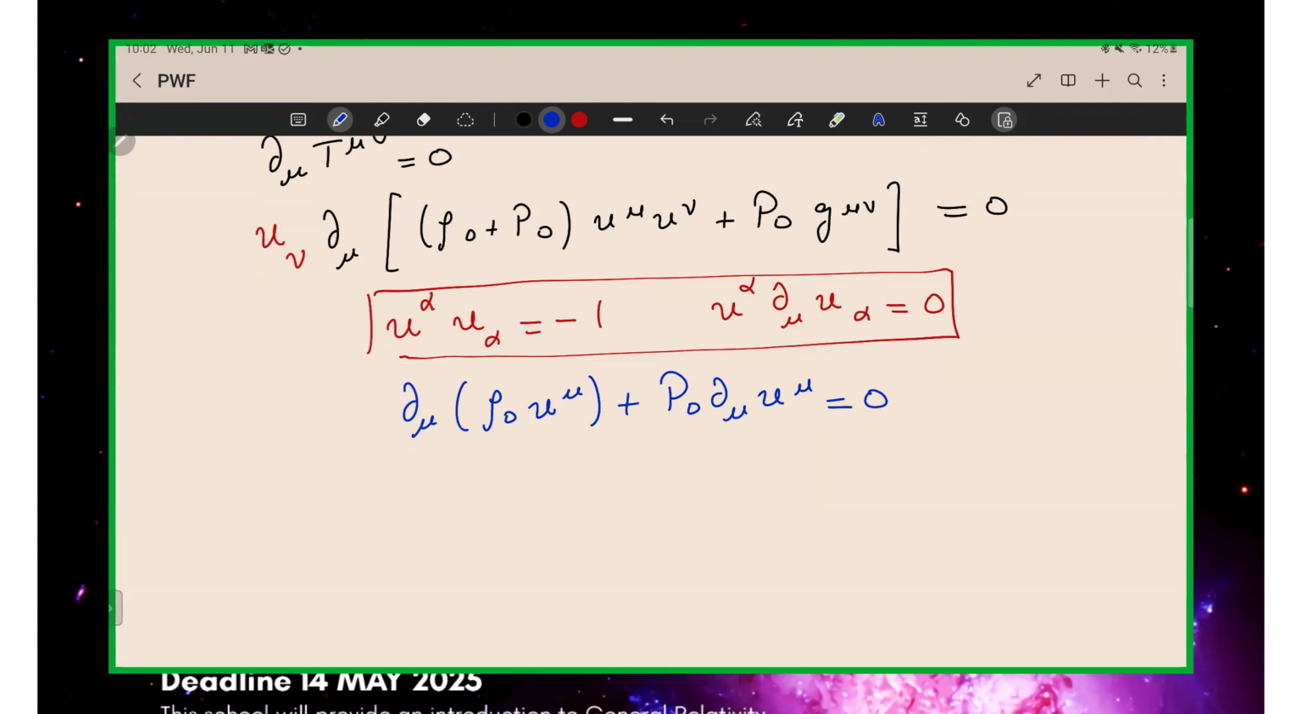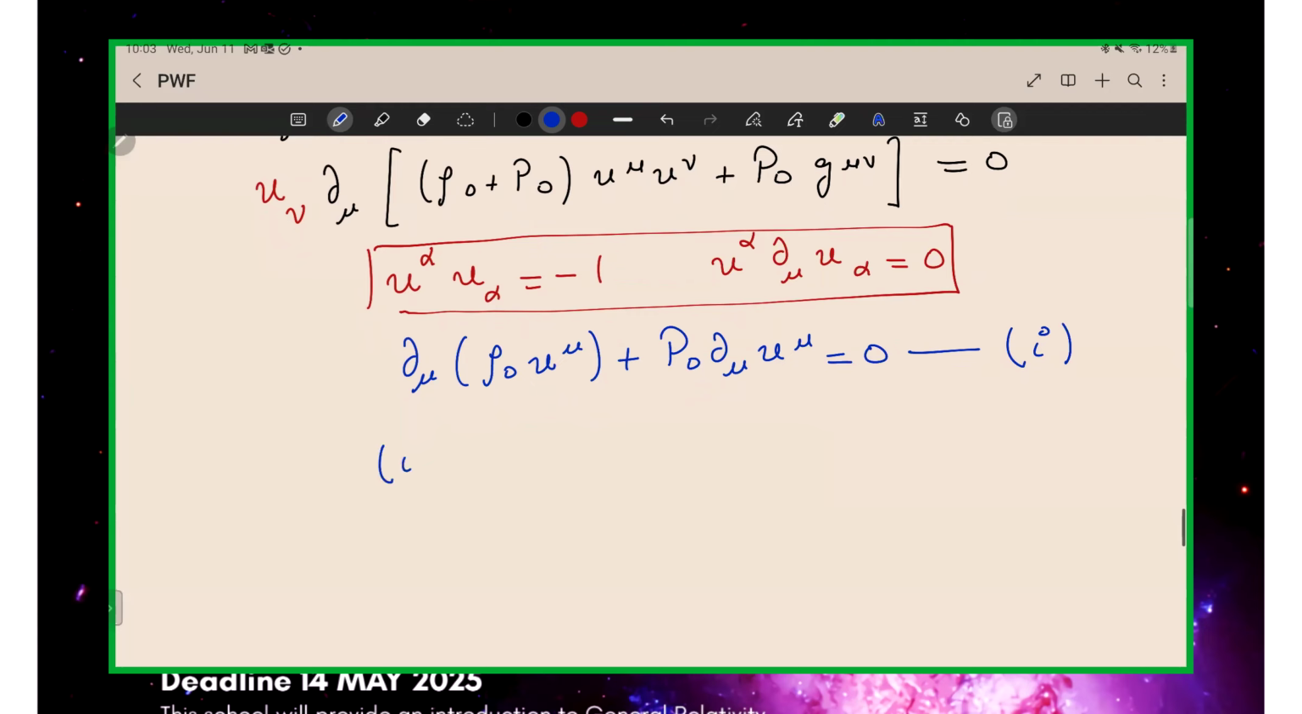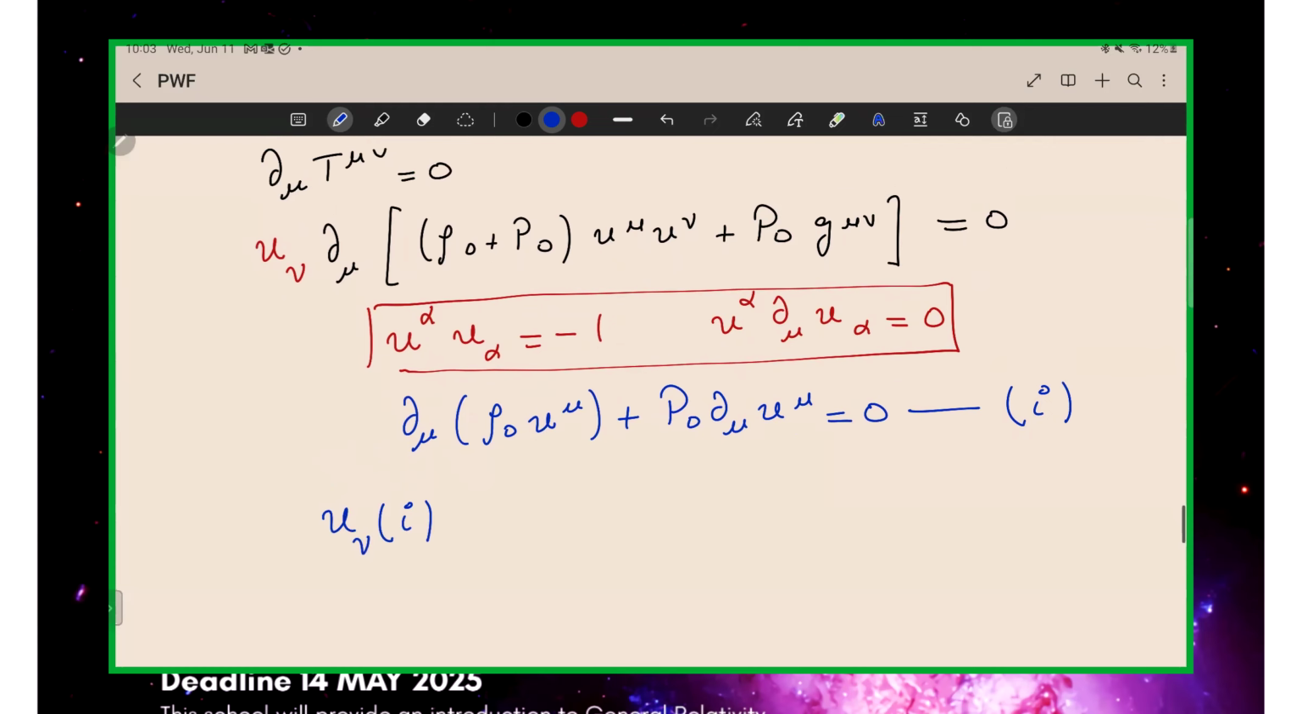Now, you may not recognize what this equation is, but we will come back to it. Let's call this equation 1. The other equation that you can derive is if you take 1 and multiply that with u nu. Sorry, let's call this equation 2. Let's call this equation 1 without this u nu.